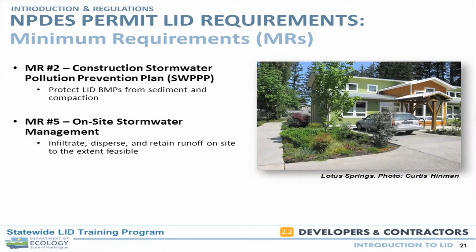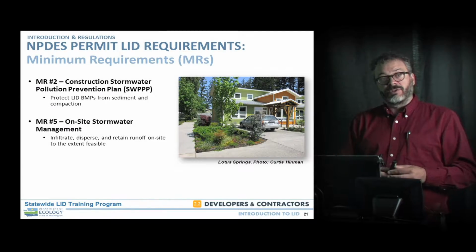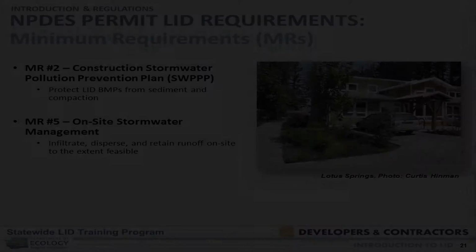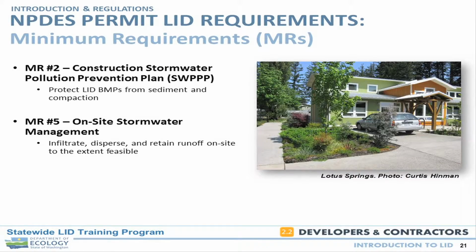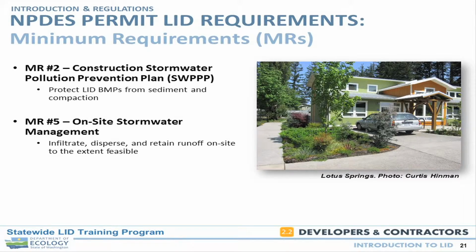So minimum requirement number 2 is our construction SWPPP, our erosion control plan, and there's a new element in the current permit called element 13, which is added to our SWPPP, which is about the protection of low impact development practices from sedimentation. And so that's a new element that needs to be addressed in the SWPPP, and the CESCLs on site will have to be thinking about that. We'll need to be phasing our construction, managing our runoff during construction and so forth to protect the BMPs.